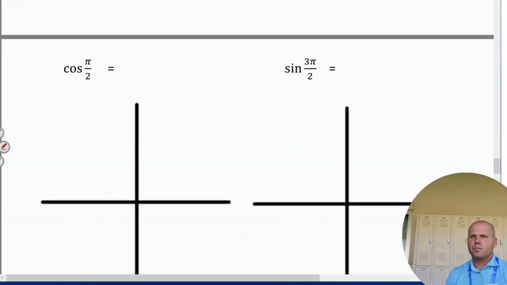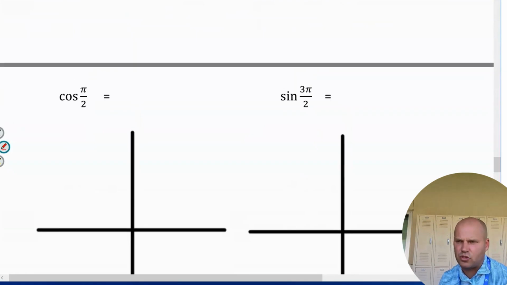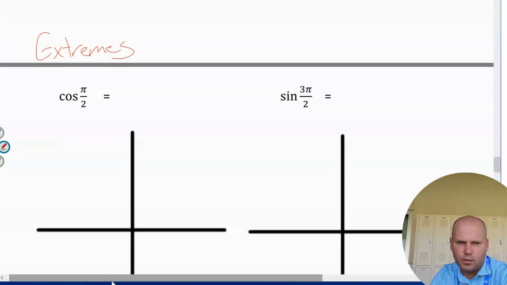Okay, now we get to the extremes. The extremes are like on the X or the Y axis. Let me cool off a little bit and then we'll do this.